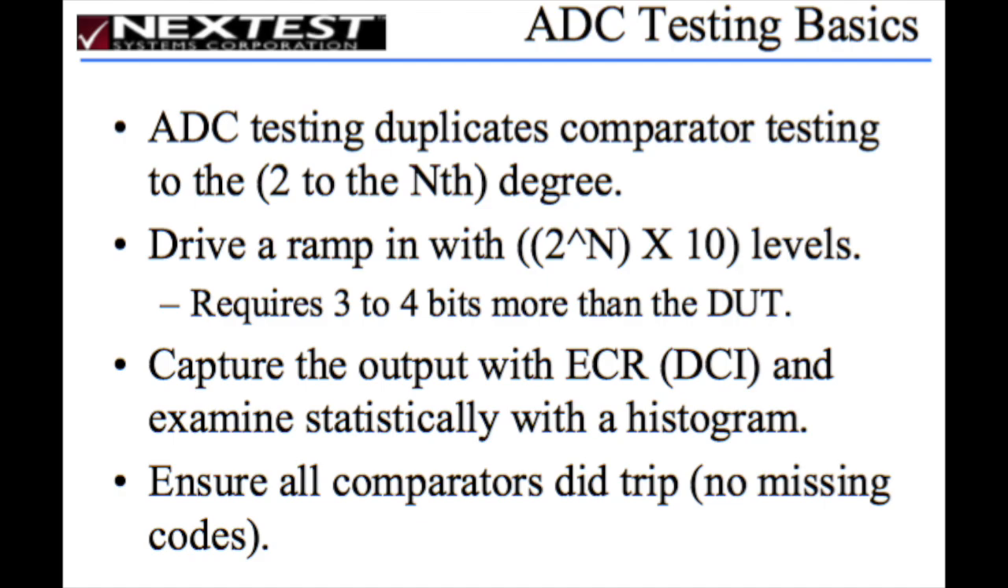Drive a ramp in with 2 to the n times 10 levels. It requires 3 to 4 more bits than the DUT. Capture the output with the ECR. It was called the error capture RAM back when the Nextest was just digital, which we renamed to be the digital capture instrument for the mixed signal. And Daver worked his magic on it and made it more like a digital capture instrument. Most mixed signal testers have a way to capture digital data that represents an analog waveform.